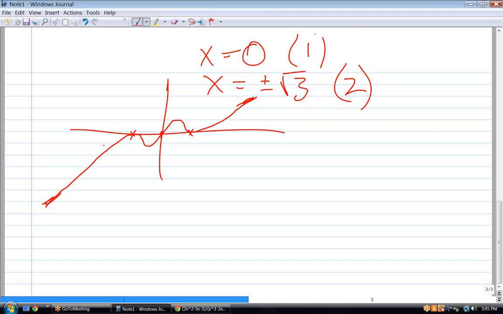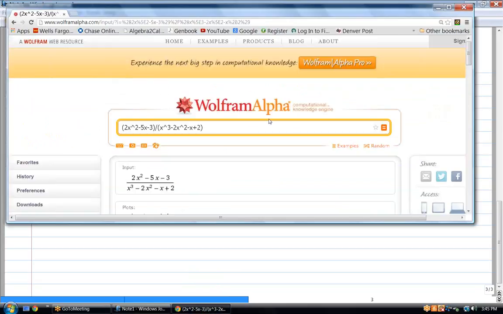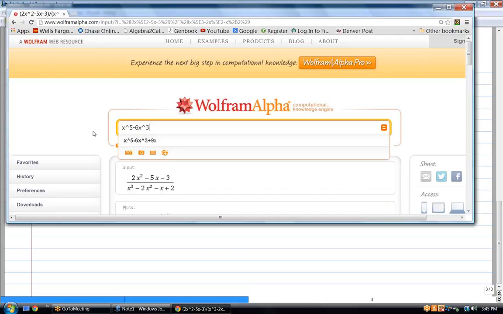All right. If you like, I can plug that into Wolfram Alpha and we can confirm it. It's not too hard to do. Read it to me again. What is it? X to the what? It is x to the 5th minus 6x to the 3rd, or 6x cubed, plus 9x.